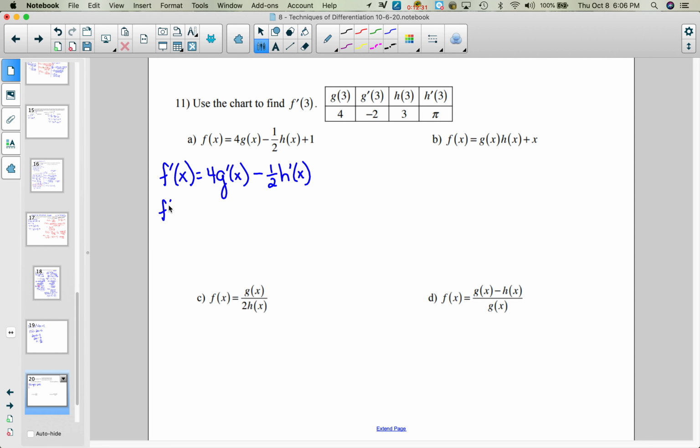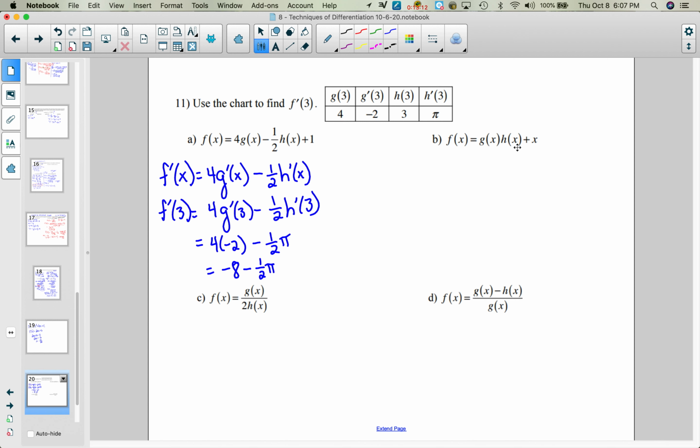So now we want f prime of 3. So I'm going to have to know what g prime of 3 is, and I'm going to have to know what h prime of 3 is. So hopefully those are values in my table. So g prime of 3 is -2, and h prime of 3 is pi. So my answer is -8 minus, and you could put 1/2 pi or pi over 2, but leave it in terms of pi. I mean, technically, I guess, from what I'm told, if you round to 3 decimal places, but just leave it exact. Okay, now for the next problem.